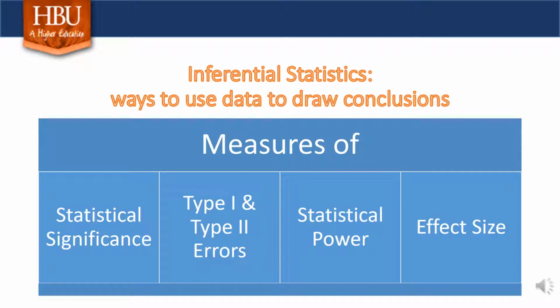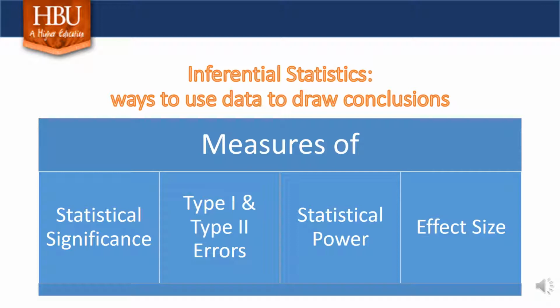Descriptive statistics allows us ways to describe or summarize our data. Inferential statistics are going to give us ways to use our data to draw conclusions. First of all, let's talk about statistical significance. Researchers use statistical significance in order to report their findings as important. Significance levels are used with our inferential statistics to make judgments about whether to accept or reject that null hypothesis.